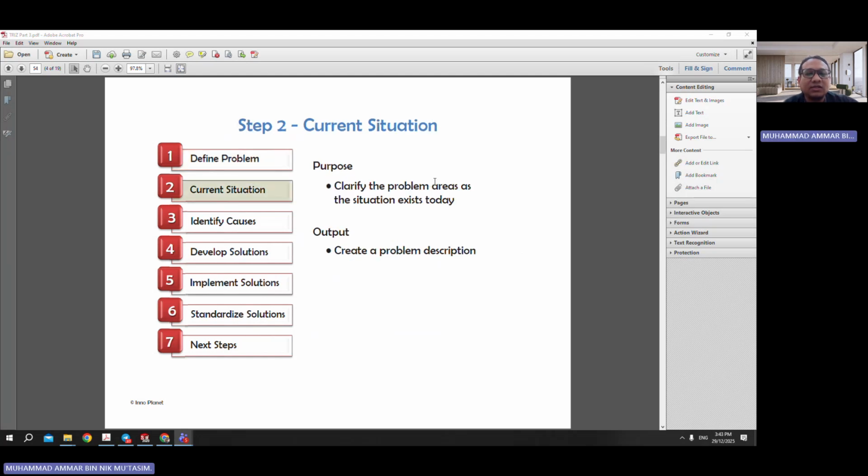The second step is the current situation. The purpose of this is to clarify the problem area as the situation exists. Now, this is similar to the objective and scope. If your scope is the internet at the university, then focus on a certain university, not on the entire, say, Pekan, for example.